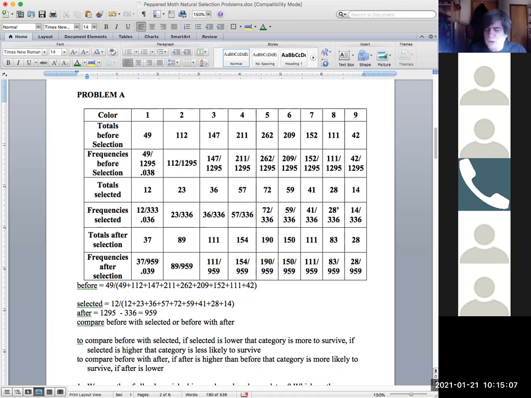If the after is lower, if the frequency goes down, if it starts out and 90% of the moths are color number 1, and after selection, only 20% are number 1. So if the frequency after selection is lower, then that category is less likely to survive.